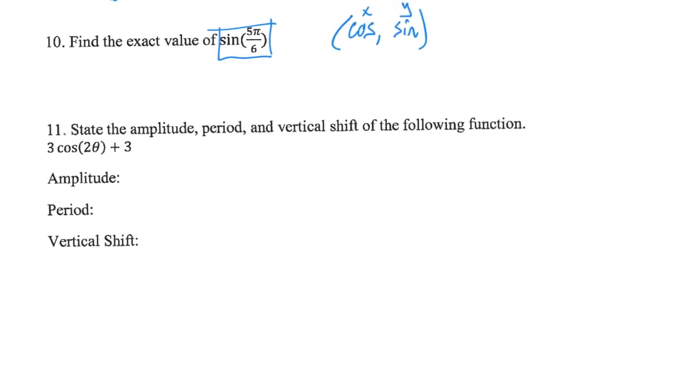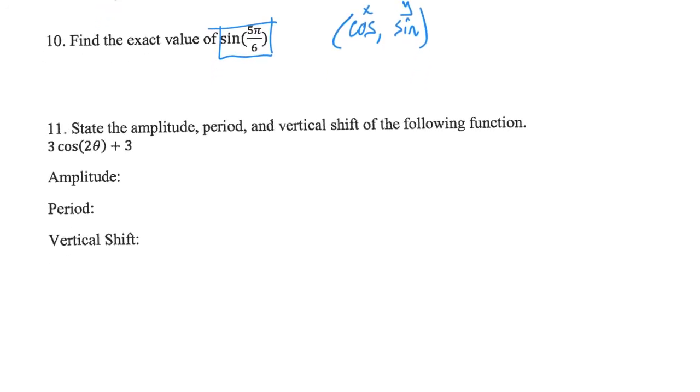And then number 11, remember our standard form is a times the sine, or cosine, same thing, of b theta plus c. So a is the amplitude, and 2 pi divided by b will find you your period. The vertical shift is just the c. So the only one you have to do any amount of work for is finding the period with the b value. Okay, work through those.